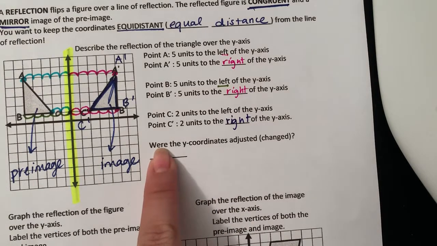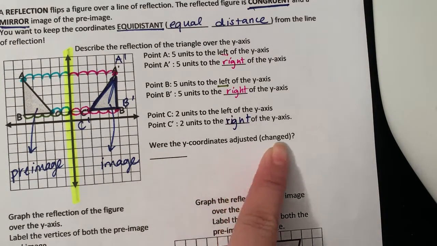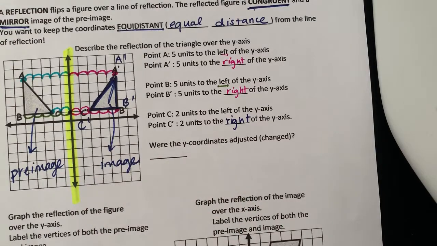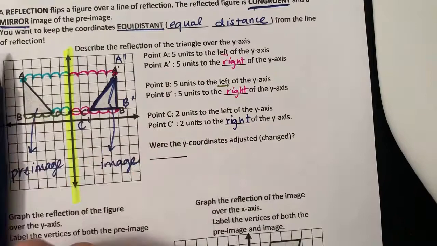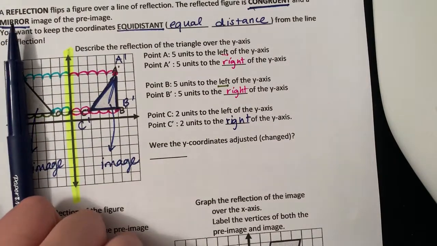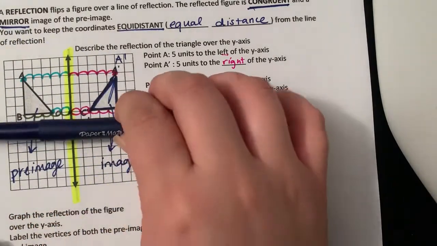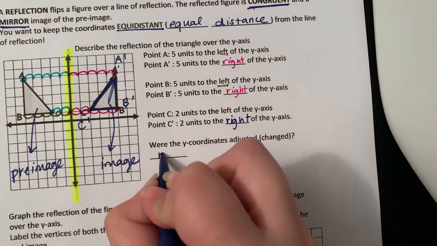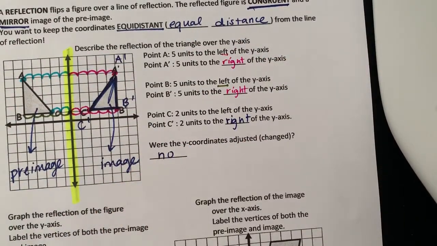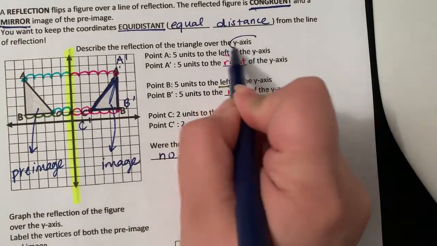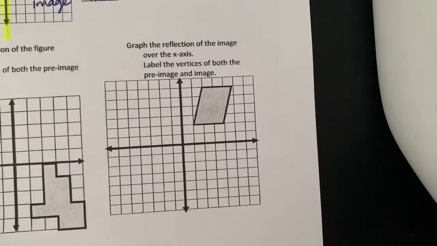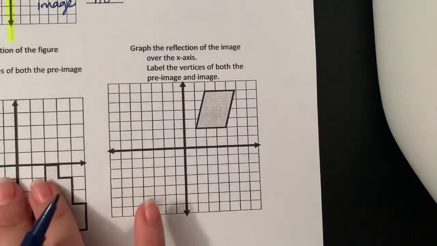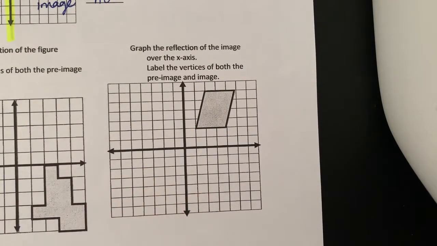And now the next question, were the y coordinates adjusted, which is a fancy way of saying changed? Our shape went from here to here, but it did not move up or down. So no, our y coordinates were not adjusted. So that's with the y-axis. With our x-axis, we'll skip this one, we'll just go here to this one.